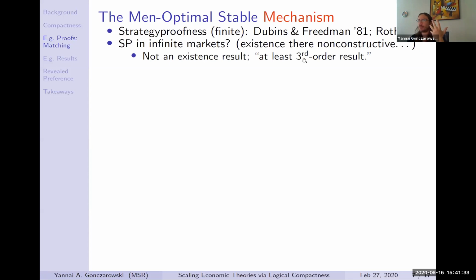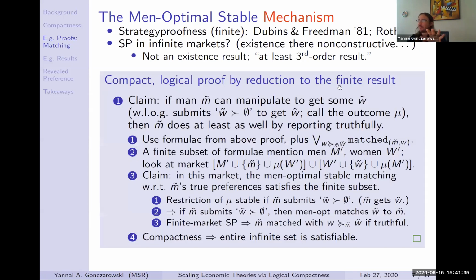result, if not more. Nonetheless, we have a proof that's not much more complicated than the one in the previous slide. It fits in one slide as well. I'm not going to go over it now because we're a bit short on time, but I encourage you to take a look at the paper. And again, the nice thing is it uses strategy proofness in the finite market as a black box. We don't need to know how it was proven.